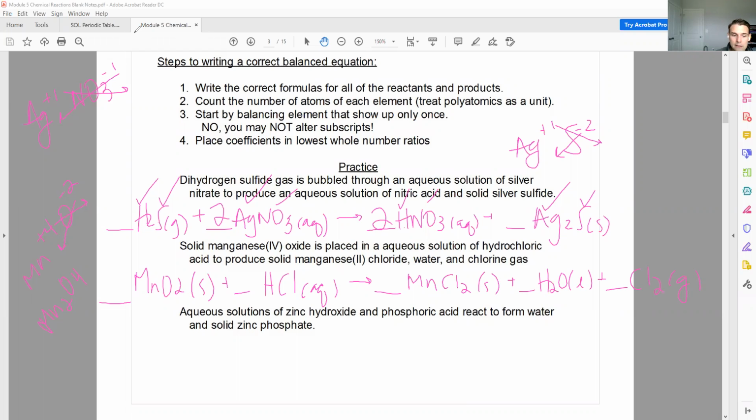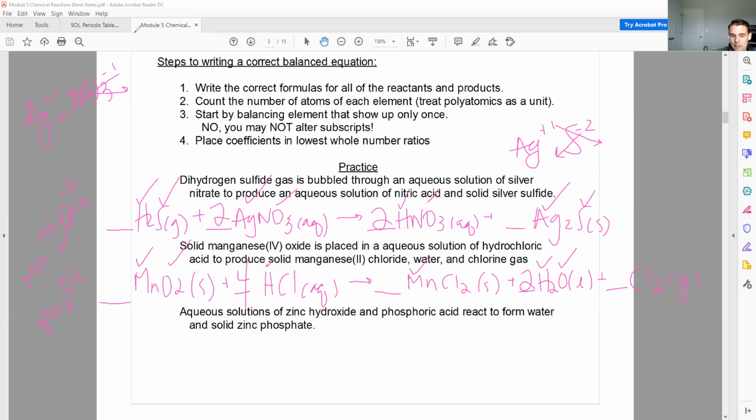Now we go and balance it. I've got 1 Mn manganese on the left, 1 manganese on the right. I've got 2 oxygens on the left. Now I need to make it 2 oxygens on the right, so I'm going to put a 2 in front of this water. So the oxygens are good. Hydrogen on the left, I've got 1. On the right, I have 4. So I need to put a 4 in front of this. So then those hydrogens are balanced.